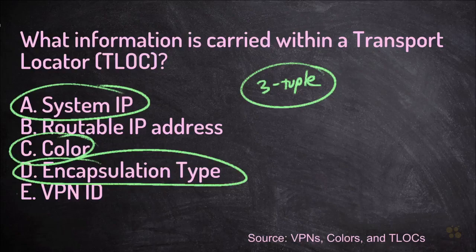We are not carrying VPN ID, okay, but the thing we might expect a TLOC to carry would be a routable IP address, a way to get to it. And the TLOC does not natively carry that information, so B is not an answer. So A, C, and D, those are our answer choices for this question.